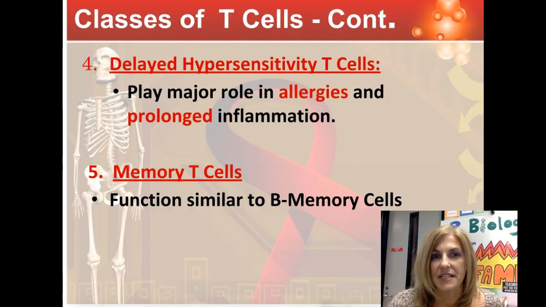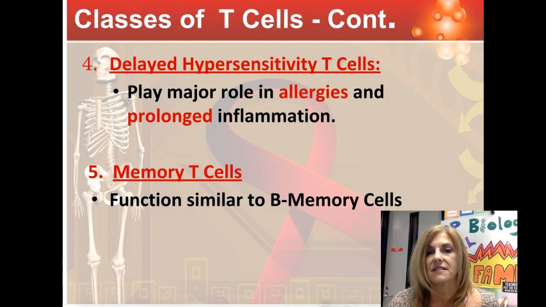The last two T cells are the delayed hypersensitivity T cells and the memory T cells. So delayed hypersensitivity, delayed, it happens later, right? So maybe 12 hours before these cells kick in. And hypersensitive, hyper is above or in excess, right? So you're being overly sensitive, you're overreacting. So T cells are responding to things that shouldn't be harmful to you.